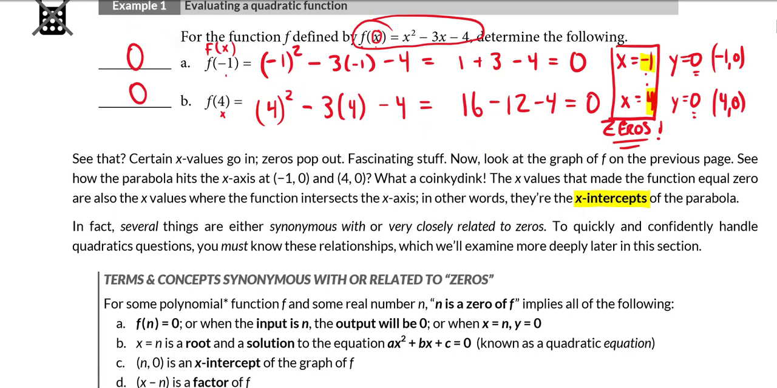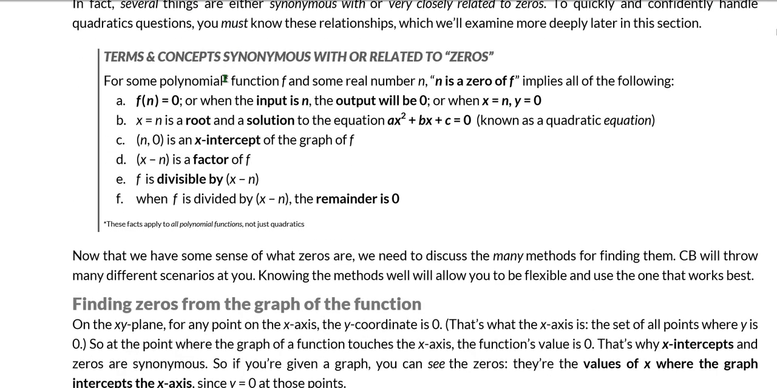So zeros are indeed synonymous with x-intercepts. There's really no difference between those two terms. In fact, there are several items that we need to understand are synonymous with or related to zeros. This box will be extremely important in your understanding of quadratics and in our discussion of quadratics here.